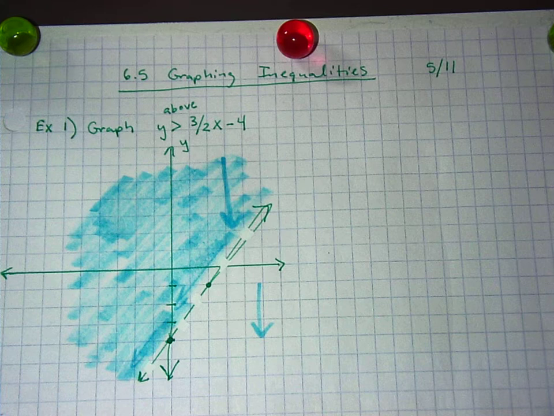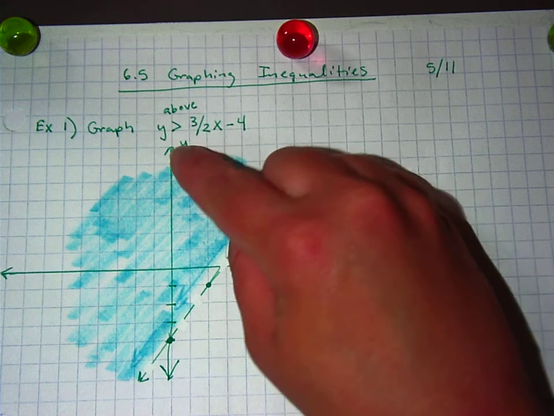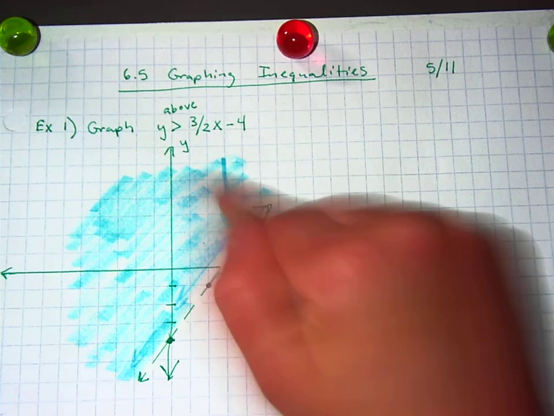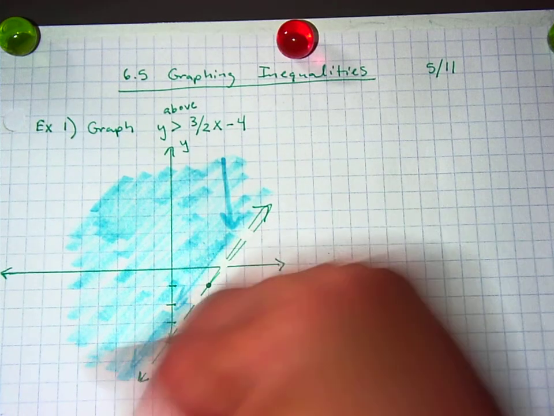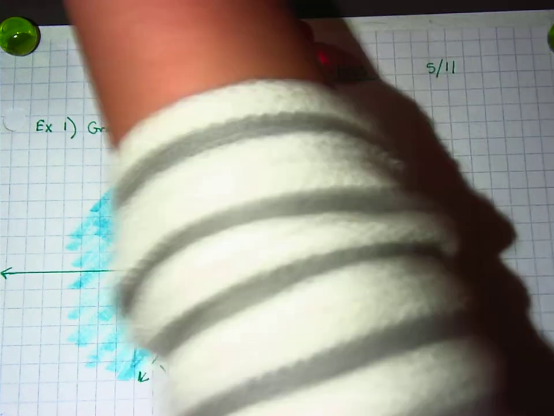So basically this was just like graphing a regular line, except that this line is dotted, and that's just because there's not an equals to. And this part right here is shaded. And that's it.